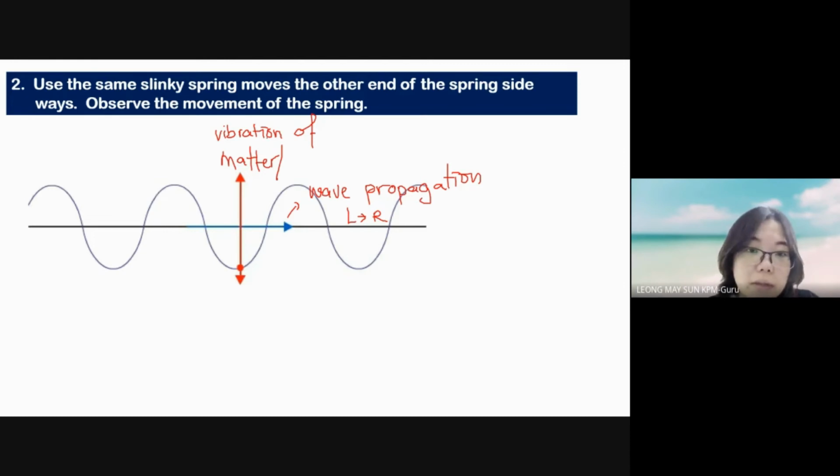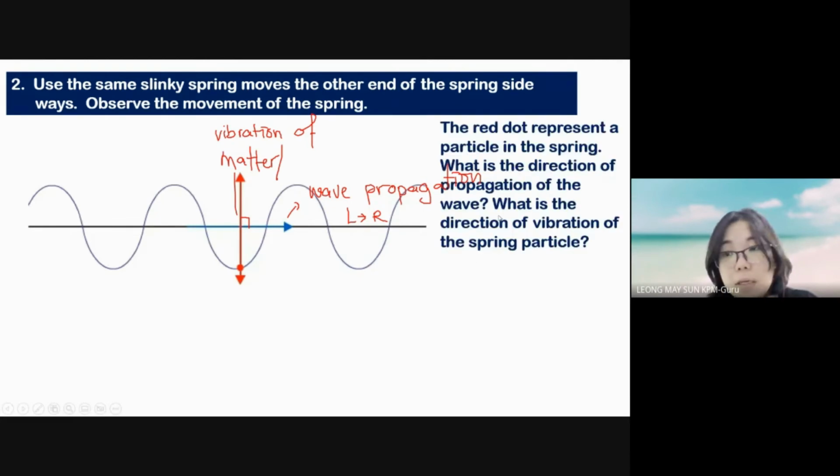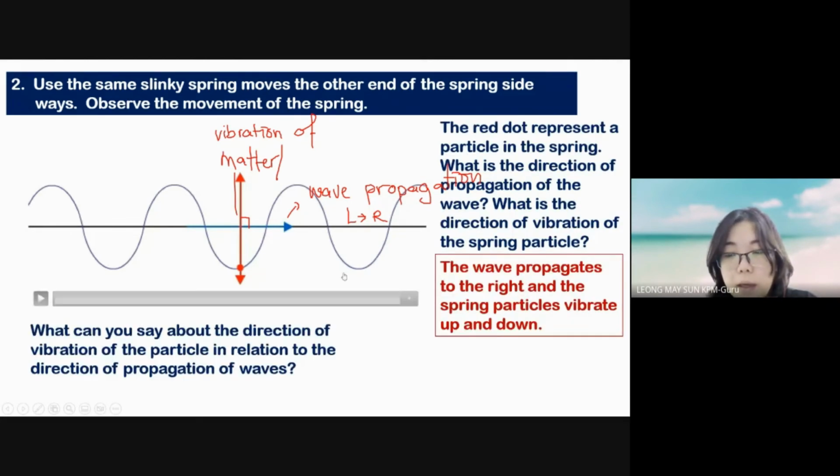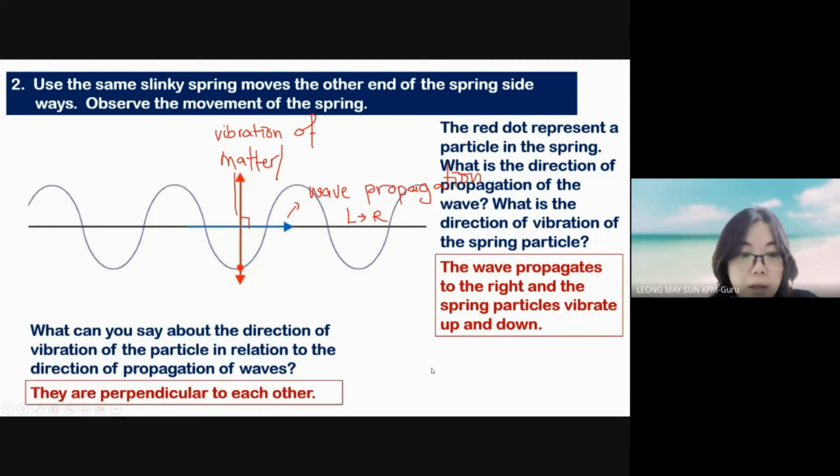The vibration is moving up and down, which is along the y-axis, and the wave is propagating from the left towards the right along the x-axis. So the movements are 90 degrees to each other, or we use the word perpendicular. So here, this is how the definition of a transverse wave comes in. The wave propagates to the right, the spring particle vibrates up and down, so they are perpendicular to each other.